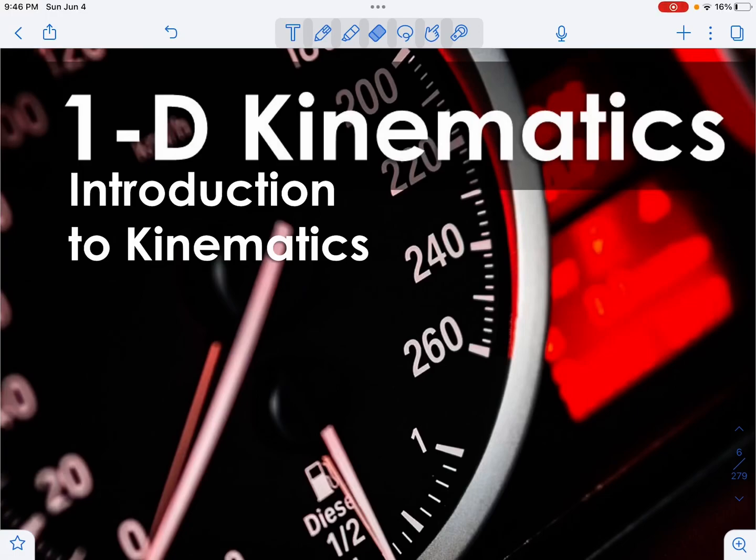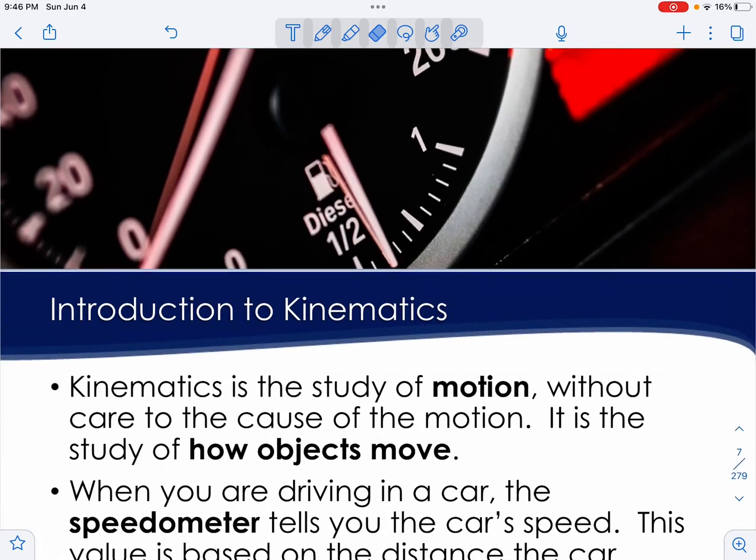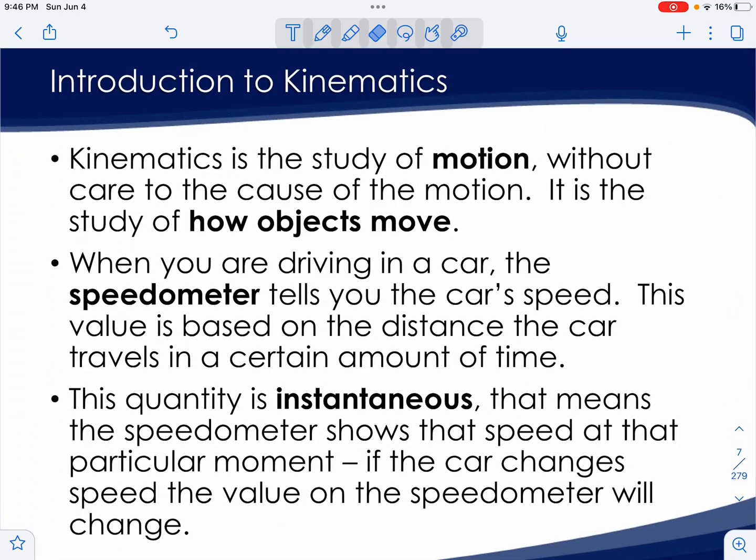Welcome to 1D Kinematics, Introduction to Kinematics. Kinematics is the study of motion. It is the study of how objects move.